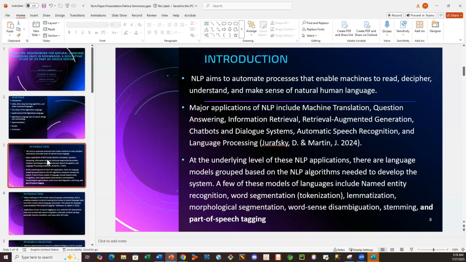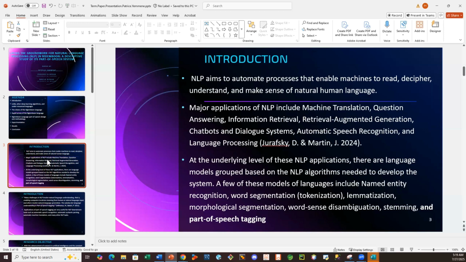needs to be done. And as you know, natural language processing aims to automate the processes that enable machines to read, decipher, understand, or make sense of natural language. Some of its major applications include machine translation, information retrieval, augmented generation, automatic speech recognition, and many others.